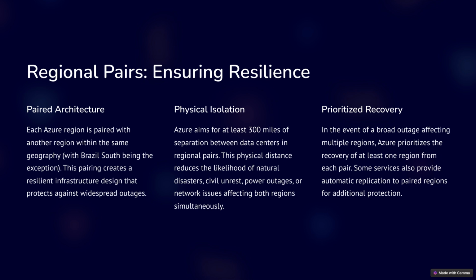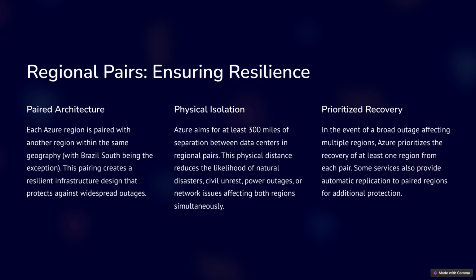But anyway, these pairs aren't random. They're carefully chosen and strategically located to build in redundancy. So if one region goes down, the other one can pick up the slack? Precisely. And to minimize the risk of both regions in a pair being affected by the same problem, Azure aims to keep them physically separated by at least 300 miles. This helps protect against things like natural disasters or those widespread power outages that can knock out a whole region. So if one region goes down, the other one is likely to stay up.